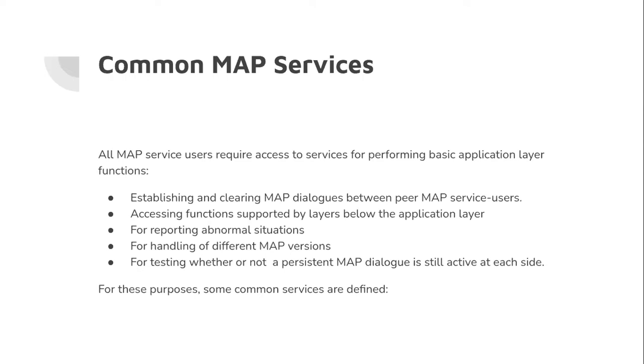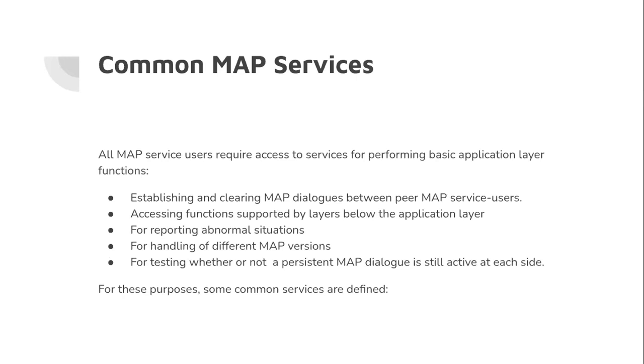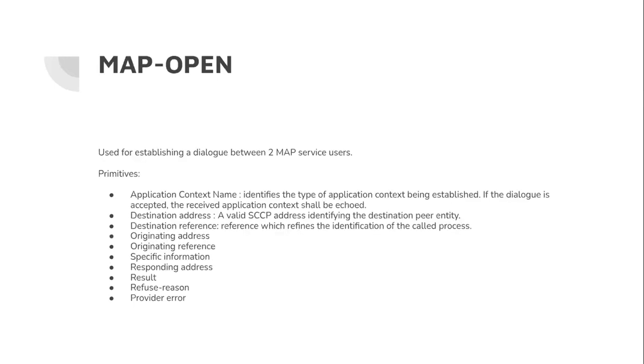Now, some of the services that we are going to discuss include the MAP open. We've talked about a dialogue. The MAP open is used for establishing a dialogue between two MAP service users. And what are some of the primitives? We have an application context name, a destination address and reference, and an originating address and reference.